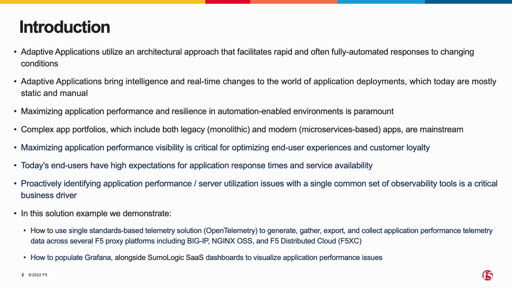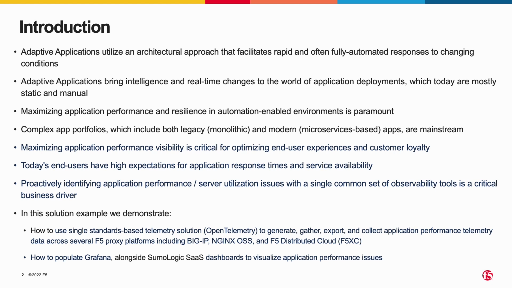We show how you can use a single standards-based telemetry solution called OpenTelemetry to generate, gather, export, and collect application performance telemetry data across the F5 product portfolio. In addition, we show how to populate and instrument a Grafana dashboard to provide alerts when application performance issues are seen, which includes server errors, high network latency and response times, as well as high system resource utilization.